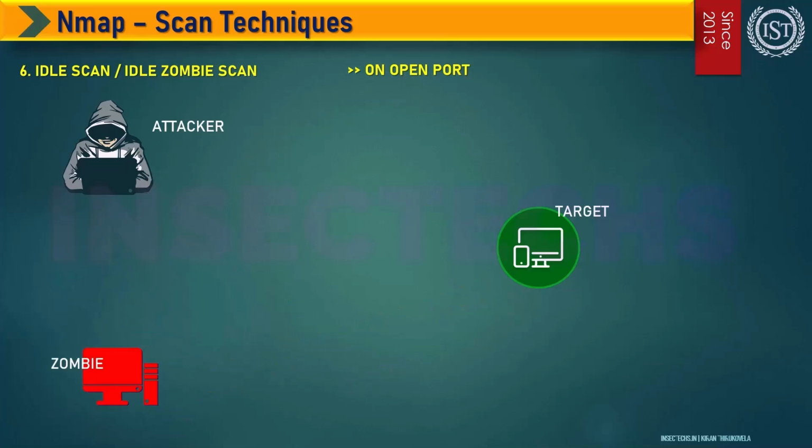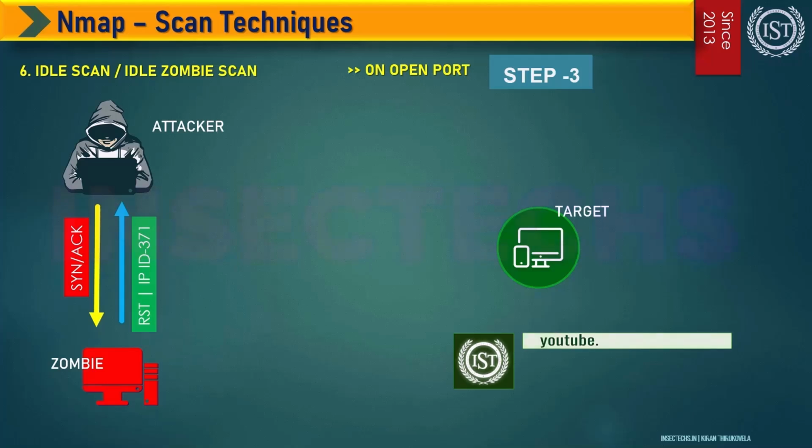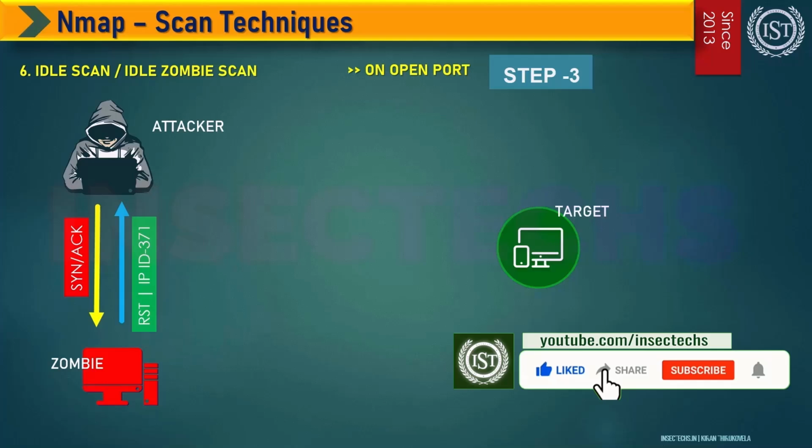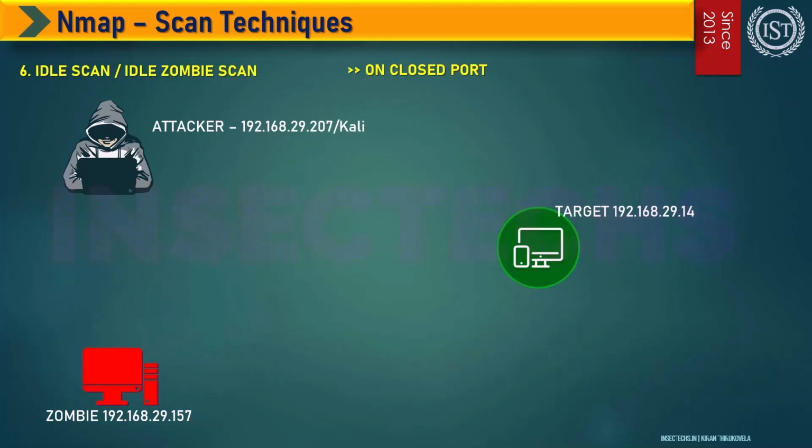Now step 3. The attacker will again send a SYN-ACK packet to the zombie. The zombie machine gets crazy like me, but it has to follow the protocols. It will again send a reset flag in the packet, and the IP ID will be 371. Now 371 is incremented 2 times since the first packet, when the attack was initiated. If IP ID plus 2, that is 371, is received and the attacker knows this value, then he can confirm that the port is open. And if the port was closed, he would have received an IP ID of 370 only.